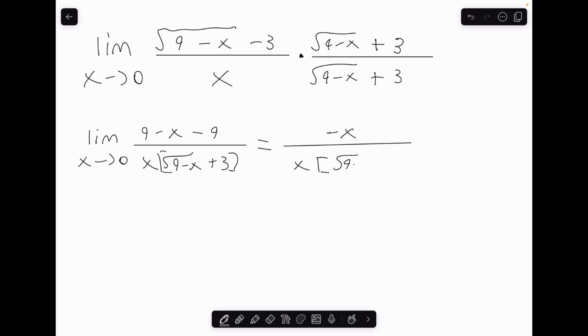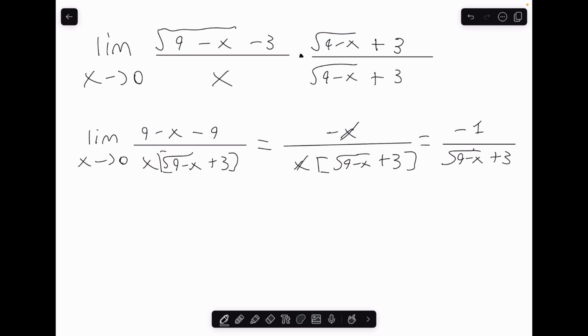Do you notice something? Should we multiply that x into the bracket? No, because we can actually cancel it with the numerator. So x cancels with negative x. That leaves us with negative 1 in the numerator, and then that whole expression on the bottom: 9 minus x plus 3.